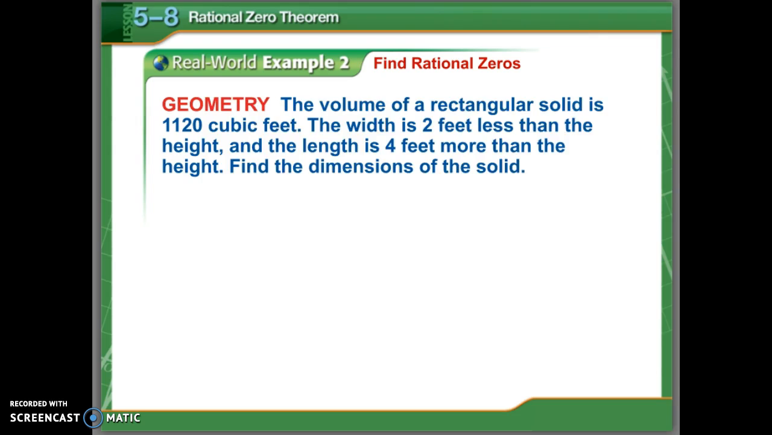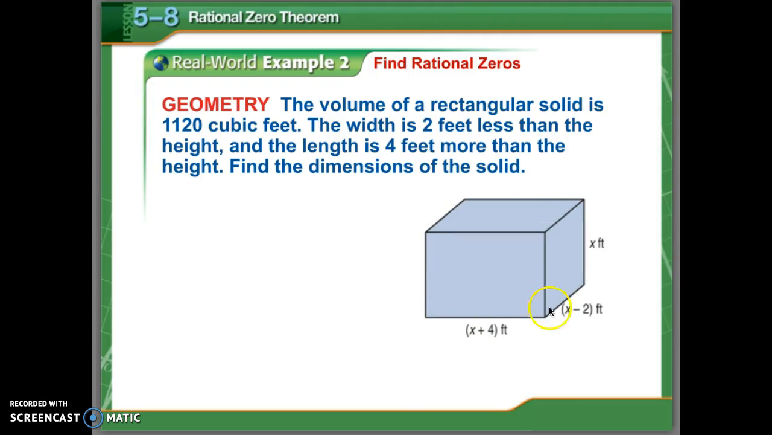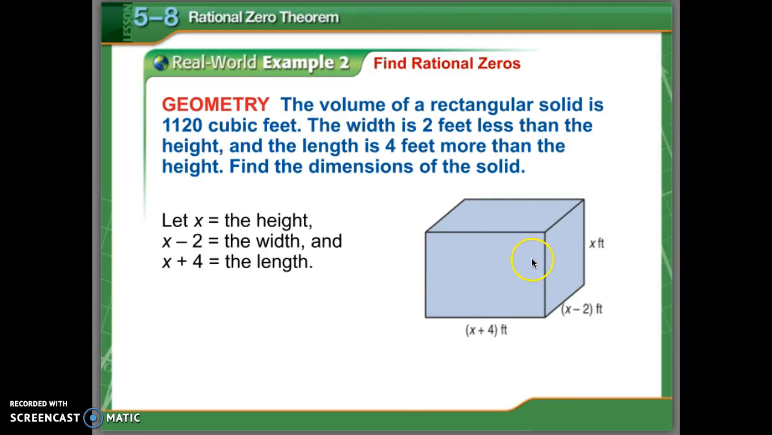All right, in example 2, we're looking at a real-world problem. It says the volume of a rectangular solid is 1,120 cubic feet. The width is 2 feet less than the height, and the length is 4 more feet than the height. Find the dimensions of the solid. So again, this time it's a good idea to sketch a picture of what this rectangular solid is going to look like. Here we have our rectangular solid.